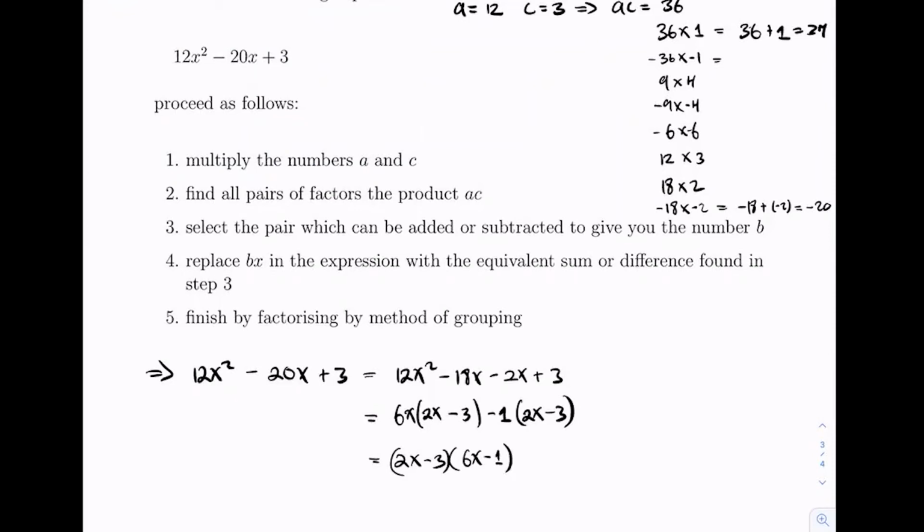So therefore, I have now factorized the expression, right? 12x squared minus 20x plus 3. And I realize the answer is 2x minus 3 multiplied by 6x minus 1.